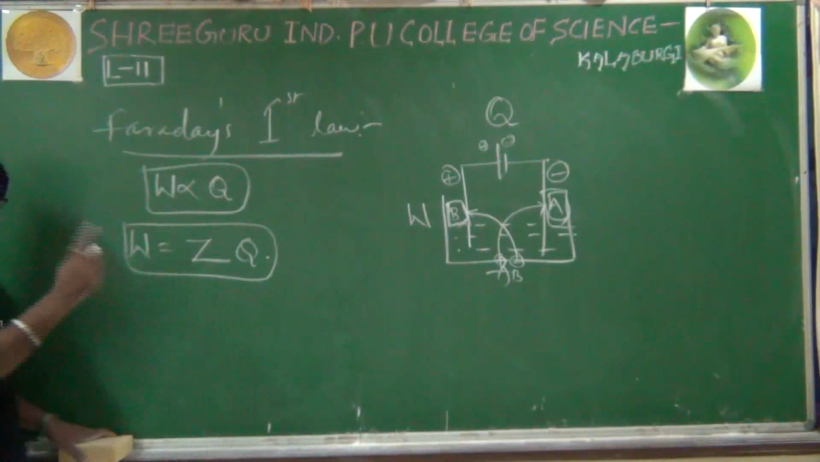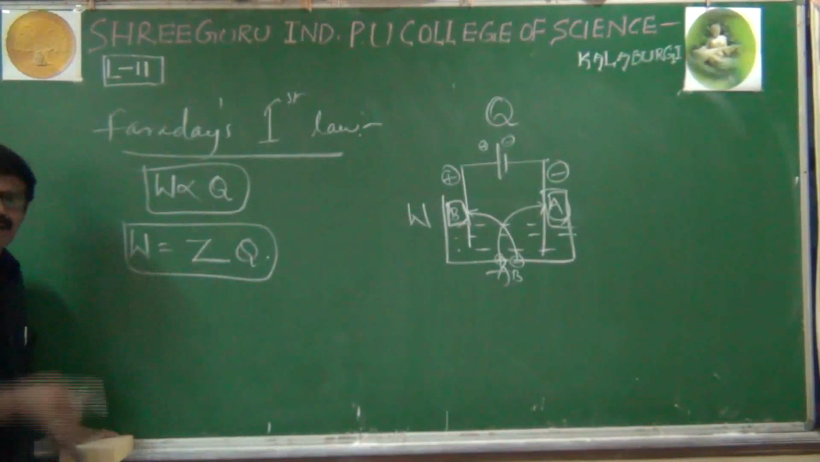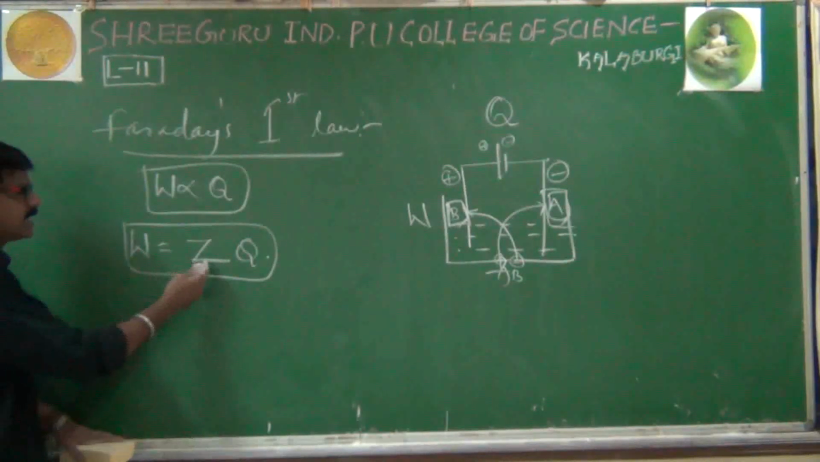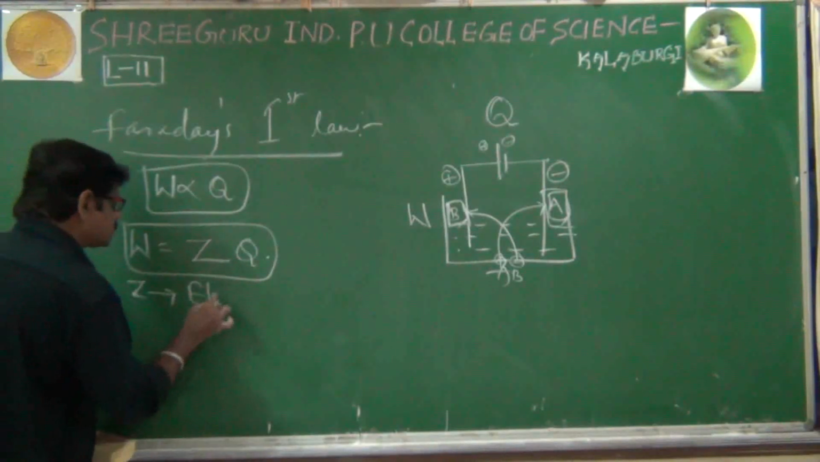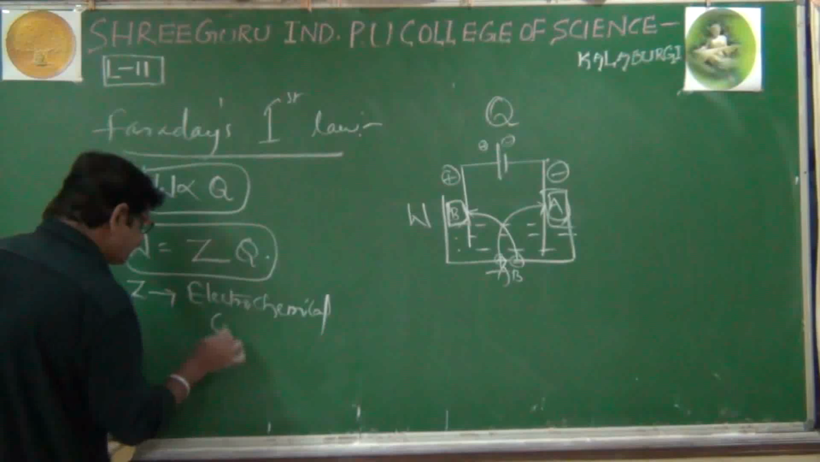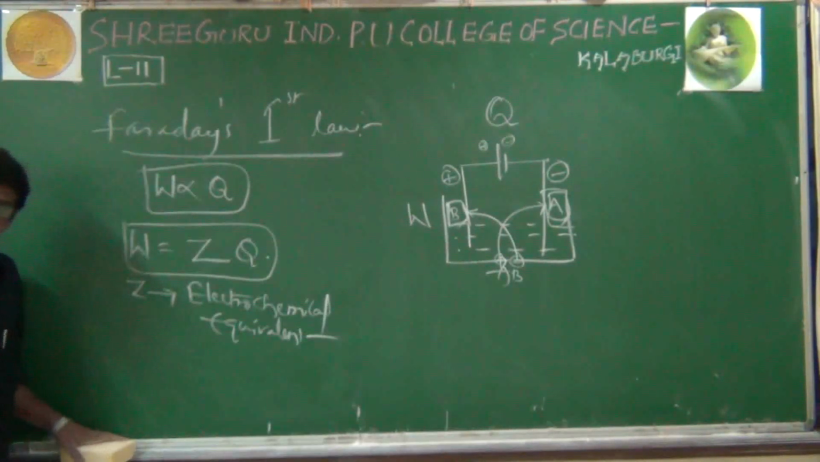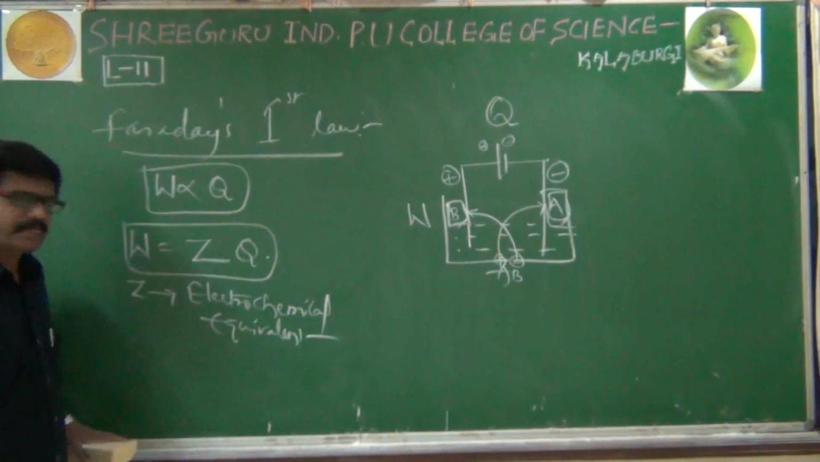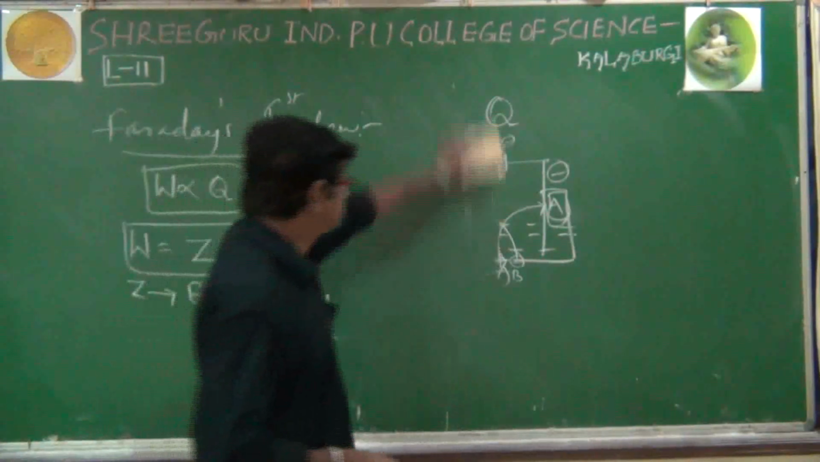Here, what is W? Mass of substance deposited at electrode. What is Q? Current in coulombs we are passing into the electrolytic cell. Here a new term is Z. Z is nothing but electrochemical equivalent. That's it. Now our target is to define Z. We will see the electrochemical equivalent definition now.